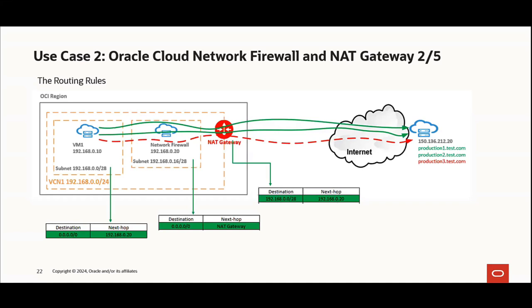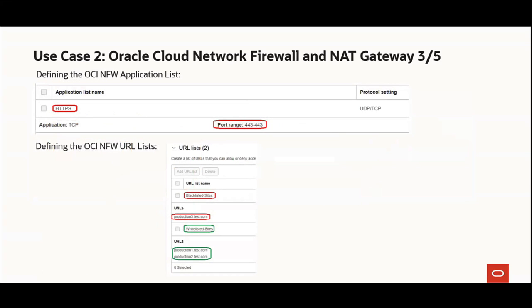Let's see now how we will configure the network firewall to accomplish the scope for URL filtering, production 1 and 2 to be successful if the connection is initiated from my virtual machine 1 and to production 3 to be denied, right? Let's see it in action. First of all, we will define our application name, right? We will call it HTTPS, and it will have a TCP port of 443, right?